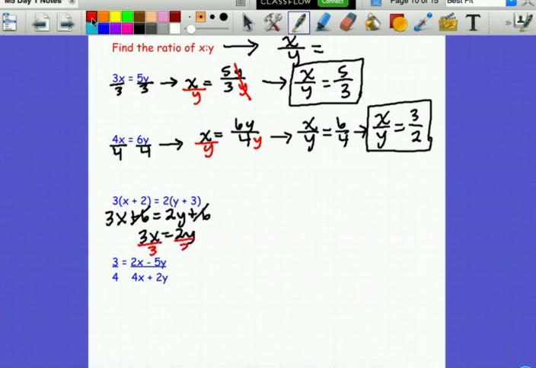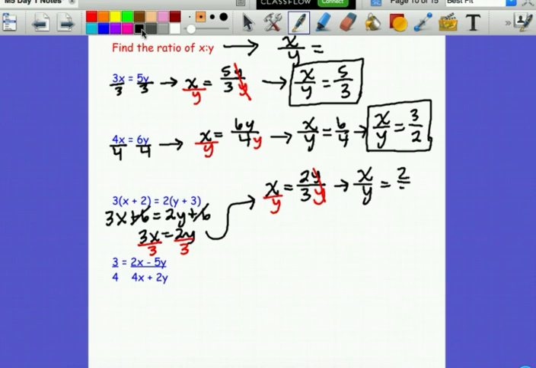We're going to divide by that 3 so that we have x equals 2y over 3. We're going to divide by that y so that it cancels out here, and we have x over y. So my final answer is x over y equals 2/3. So the ratio of x to y is 2 to 3.